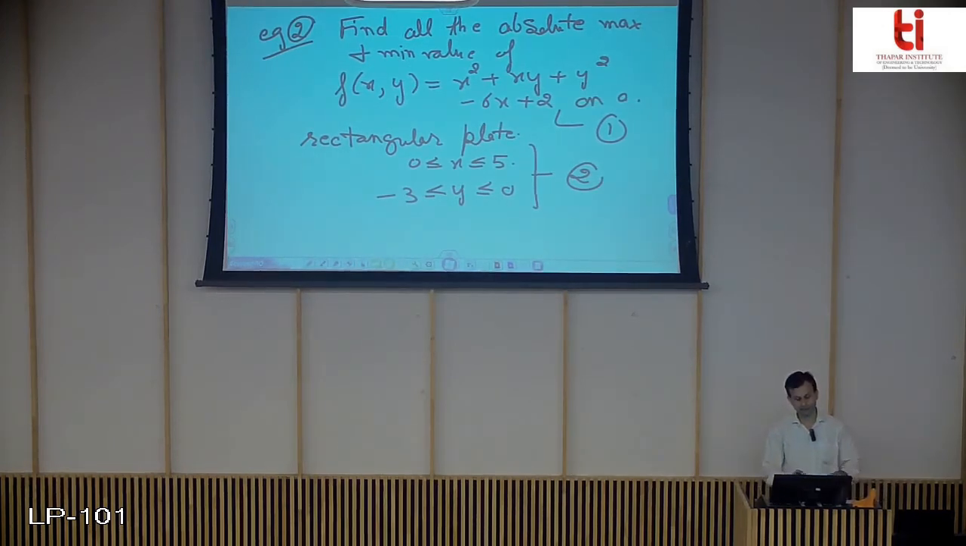In the xy plane, this rectangular plate is lying, and above that plate, whatever portion of the surface in 3D is coming above that rectangular plate, that portion of the surface is where we have to find the maxima and minima. Only for that portion we have to find the absolute maxima and absolute minima.